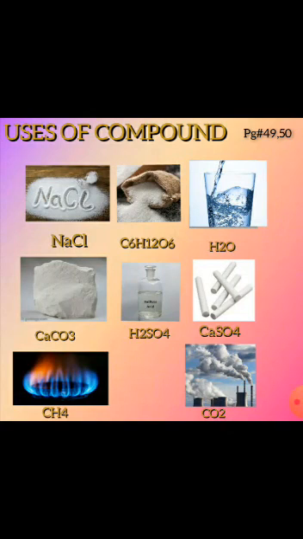And the next one is sulfuric acid, H2SO4. We use this sulfuric acid in car batteries and generator batteries. And the next one is calcium sulfate, meaning chalk. We use this chalk to write on the board. And the next one is CH4, methane gas. We use this methane gas in our homes for burning purposes. And the last one is carbon dioxide. Carbon dioxide is also an example of a compound, and we exhale carbon dioxide during respiration, and this carbon dioxide is formed as a result of burning.